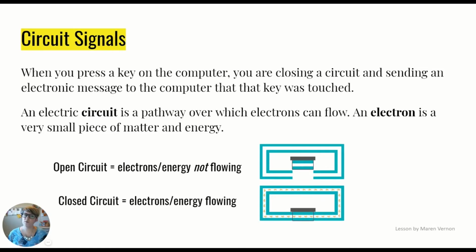Awesome! When you are pressing a key on the computer, you are closing a circuit and sending an electronic message to the computer that the key was touched. An electric circuit is a pathway over which electrons flow, and an electron is a very small piece of matter and energy. When the key isn't pressed, the circuit is open and energy isn't flowing. When the key is pressed, the circuit is closed and the energy flows, so the computer knows you pressed that key.